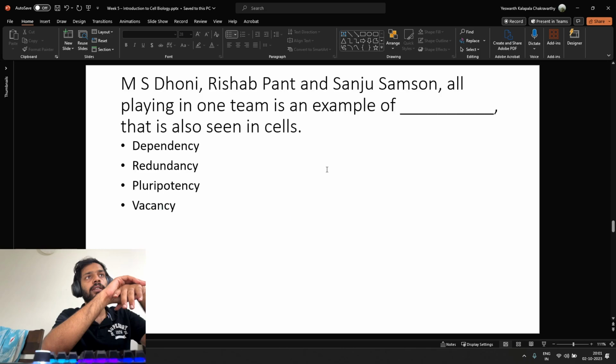Okay. MS Dhoni, Rishabh Pant, and Sanju Samson all playing in one team is an example of dash that is also seen in cells. I don't watch cricket, so I have no idea who these people are except MS Dhoni. But redundancy. Second. B. Oh, okay, great.